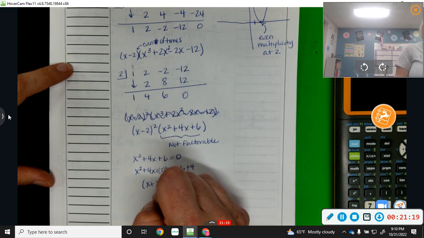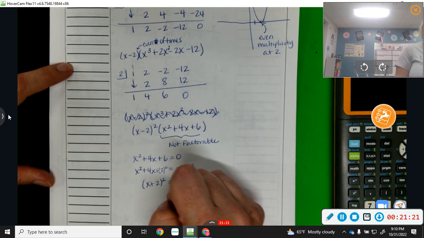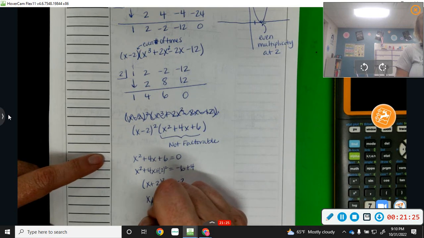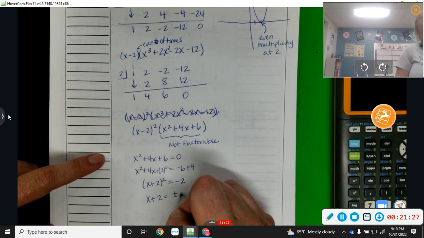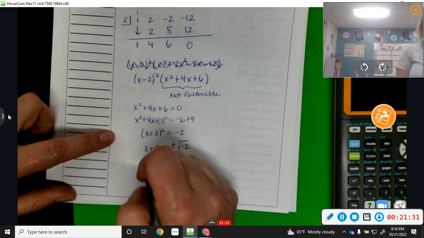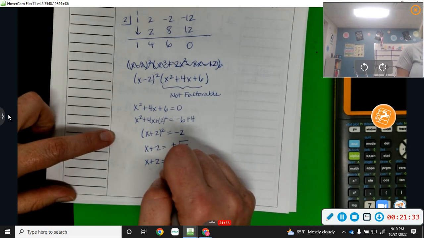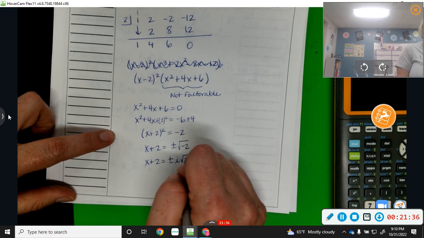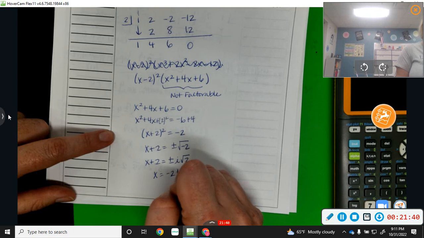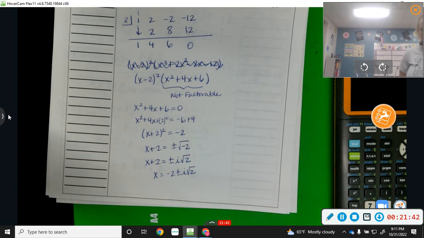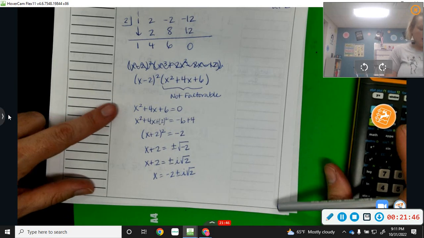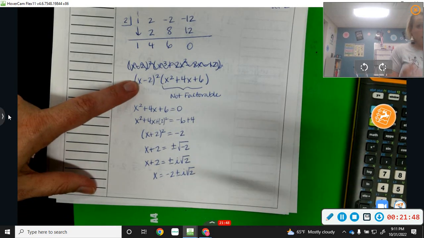That's going to be x plus 2 squared equals negative 2. We take the square root, so we have x plus 2 equals plus or minus the square root of negative 2. But we know that changes, doesn't it? That changes to plus or minus i square root of 2. And then that comes to the other side. So it's negative 2 plus or minus i square root of 2. Okay, so we have 3 roots.